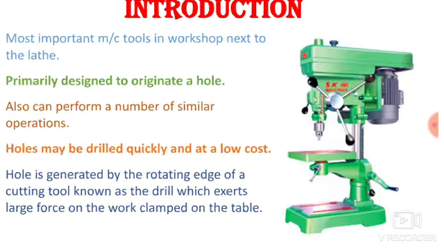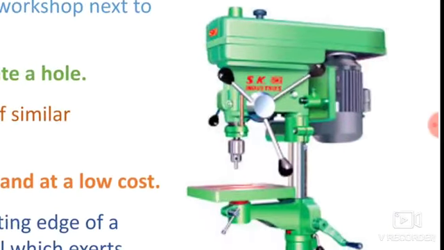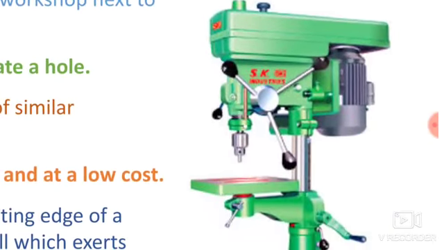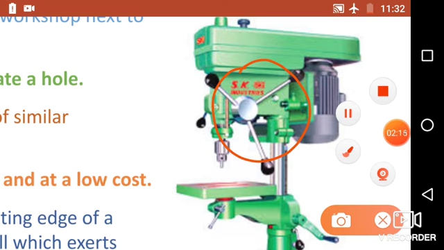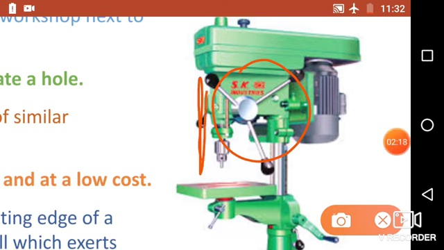Okay, so this is an image of a drilling machine. Here you can see a motor. Generally it is a three-phase induction motor, and that motor is connected to the spindle with the help of a belt drive. This is the handle with which you can move the spindle up and down. So this handle is used basically for moving the spindle or the cutting tool up and down.